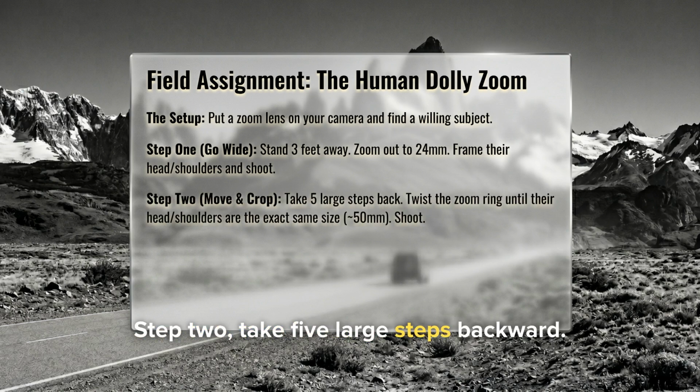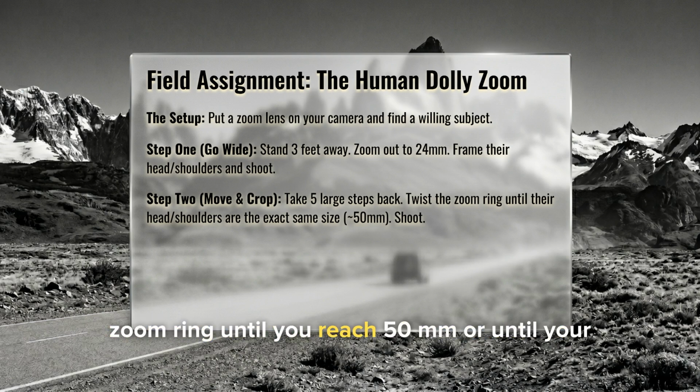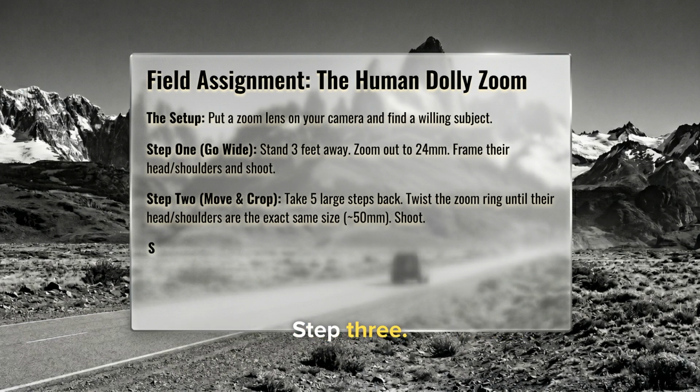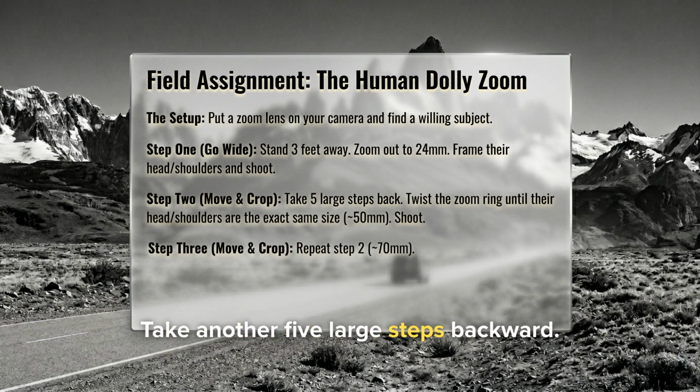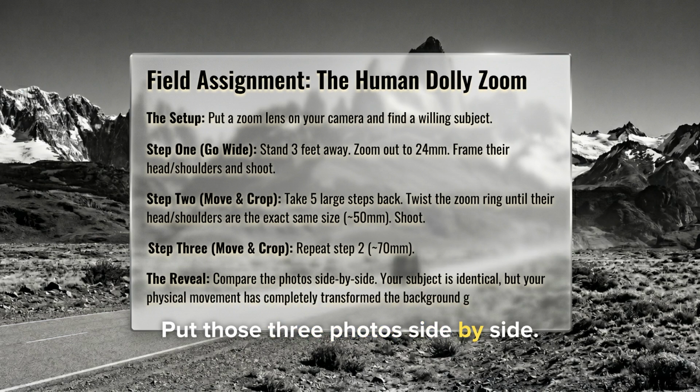Step 2. Take 5 large steps backward. Without moving your feet again, twist your zoom ring until you reach 50 millimeters, or until your subject's head and shoulders are the exact same size they were in the first shot. Take the photo. Step 3. Take another 5 large steps backward. Zoom your lens all the way in to 70 millimeters or beyond, framing them exactly the same size once more. Take the photo. Put those 3 photos side by side.